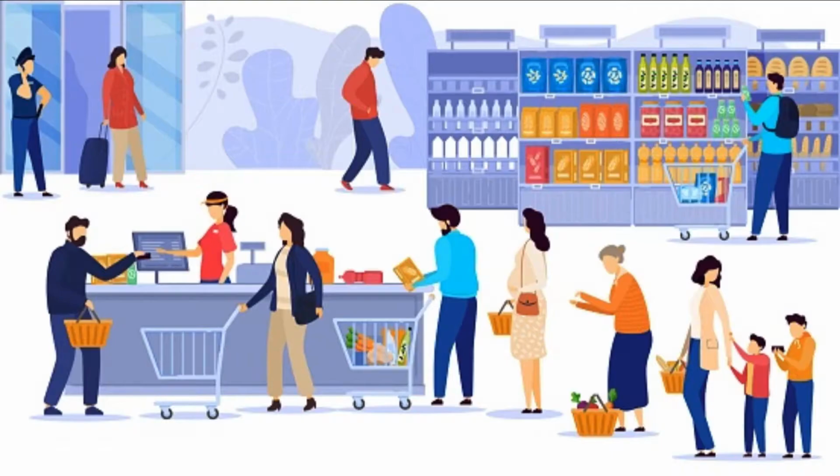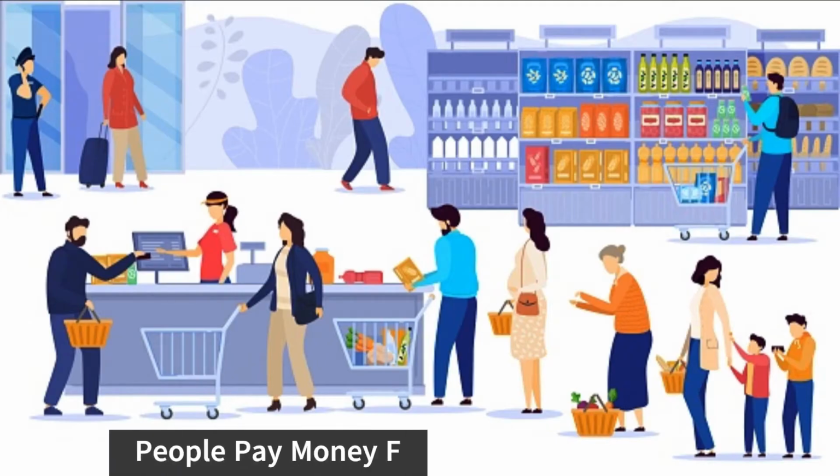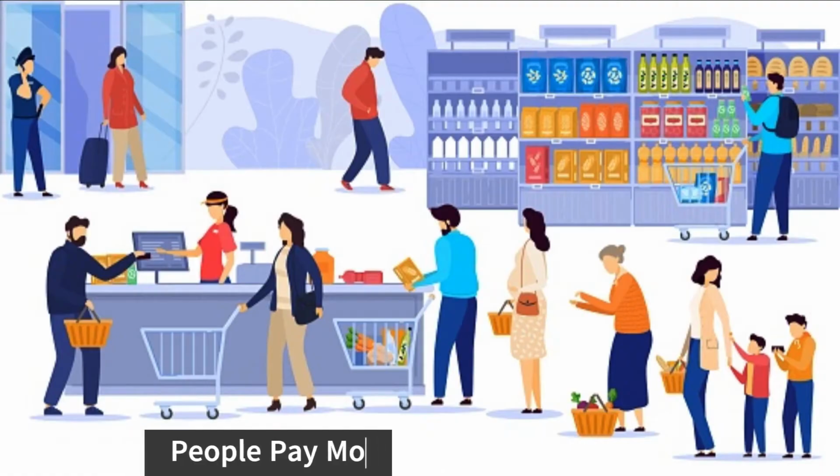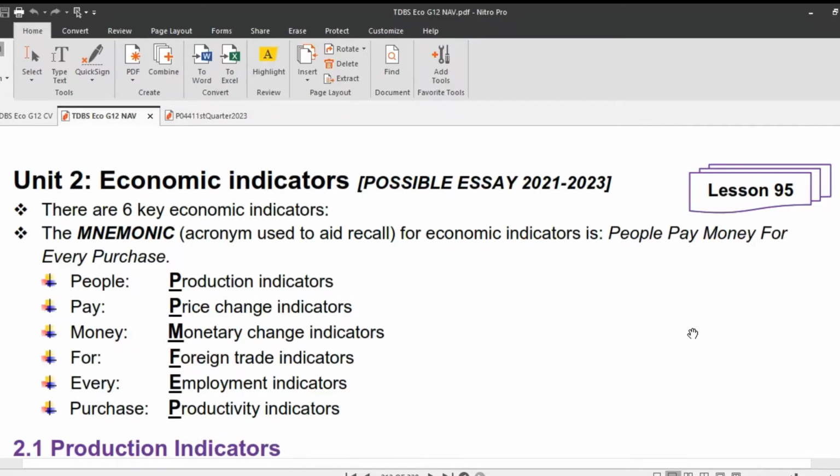Carden came up with the following mnemonic for economic indicators and it goes as follows. People pay money for every purchase. The P in people stands for production indicators. The P in pay stands for price change indicators. The M in money stands for monetary change indicators.